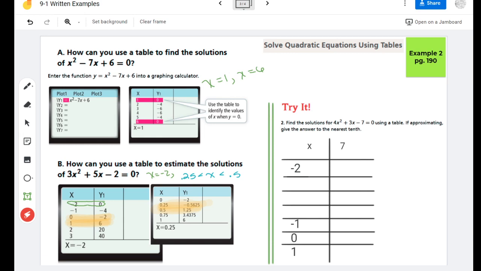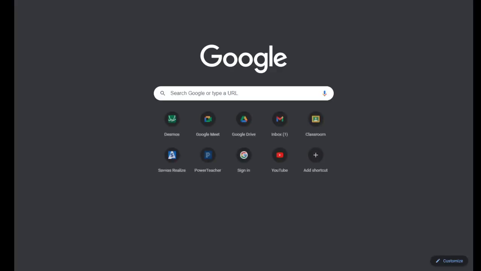So now we get to our try it, right? And our try it is asking us to use a table to figure out this value. Now what sucks is they don't give you a table for the try it, so we're going to generate our own. And so I want to show you an easy way to generate your own on Desmos.